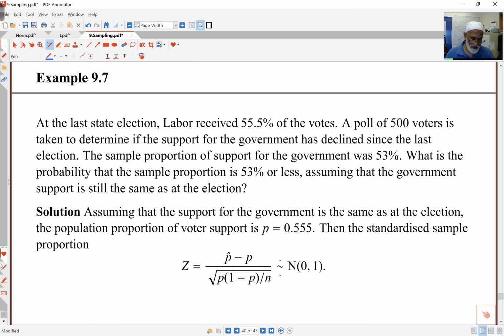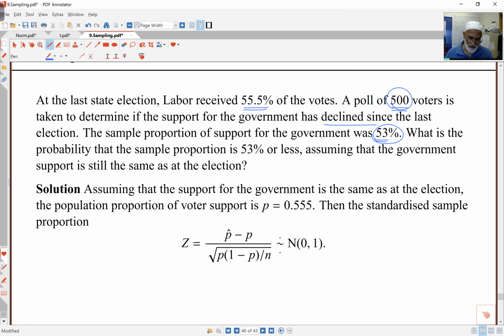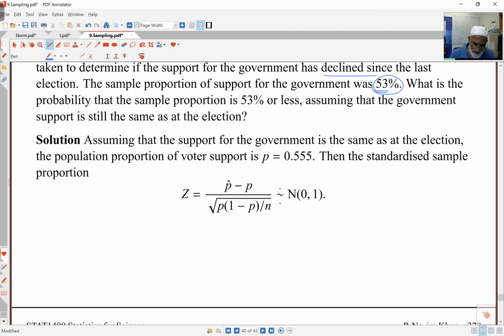Example here says that in the last state election, Labour received 55.5% of the votes. A poll of 500 voters is now taken to determine if the government has declined in popularity since the last election, and this proportion gives us 53%. So I know here I've got 500 voters, and my p hat here is 53%, my sample proportion. What is the probability that the sample proportion is 53% or less, assuming the government support remains the same as at the election? So here, p is 0.555, the proportion of voters who voted for the government, and my standardized sample proportion z is this much here.